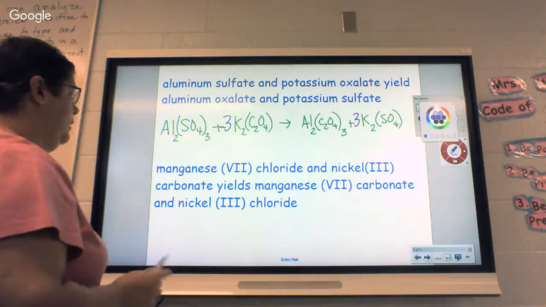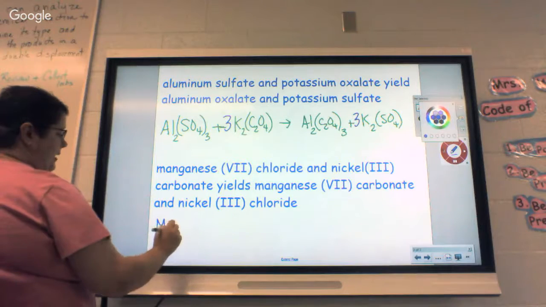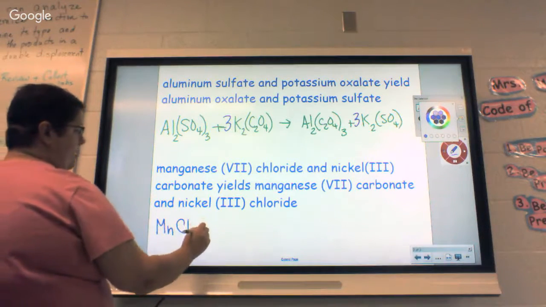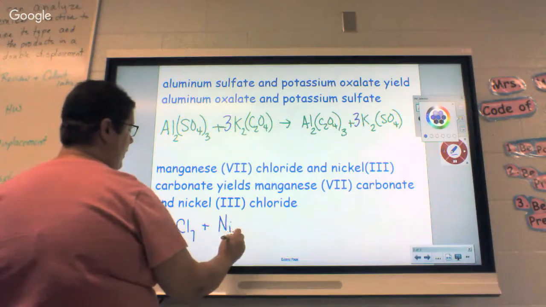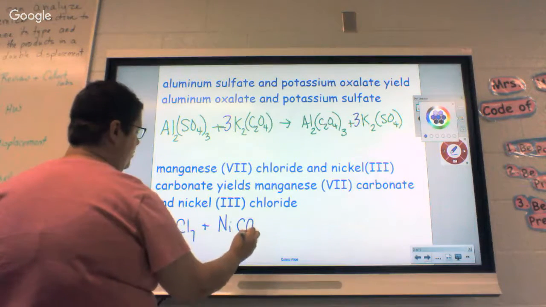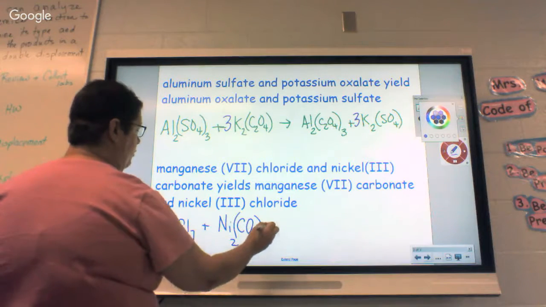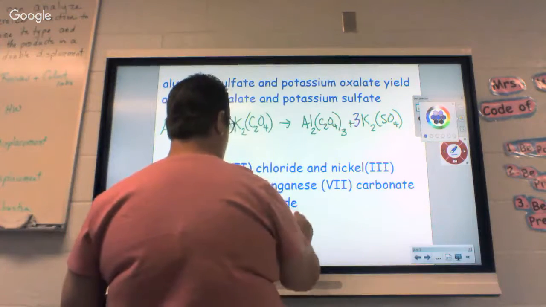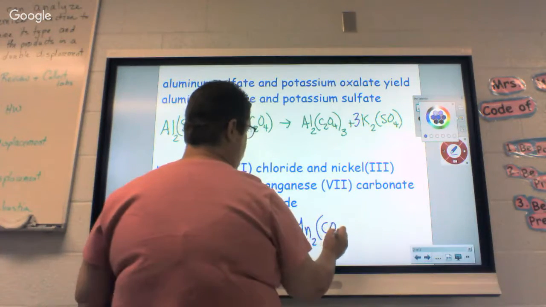Voila. All right, the last one, manganese 7 chloride. Manganese chloride has a 7 and a 1. Plus nickel has a 3, and carbonate. Carbonate has a 2. Let me fix that. 2 for carbonate, 3 for nickel. And we're making what? Manganese 7 carbonate. Manganese has a 7.